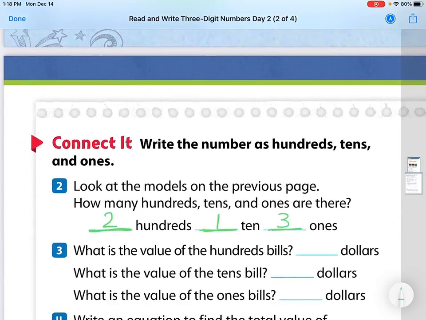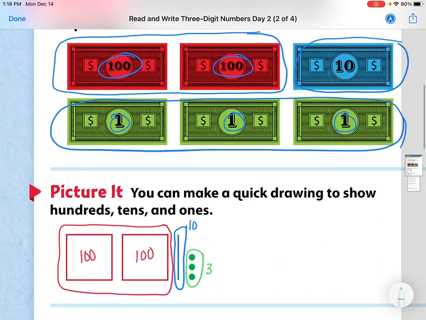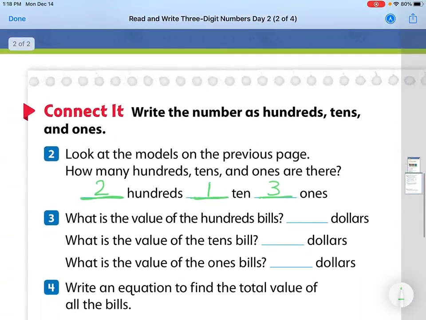Okay. All right. What is the value of the hundreds bills? Remember, the value is the total amount. So if one of them is 100, here they are. If one of them is 100, how about if I have 2 of them? What is my value if I have 2 of them? I have 100 there plus another 100. 100 plus 100 is 200. So my value in hundreds is $200.